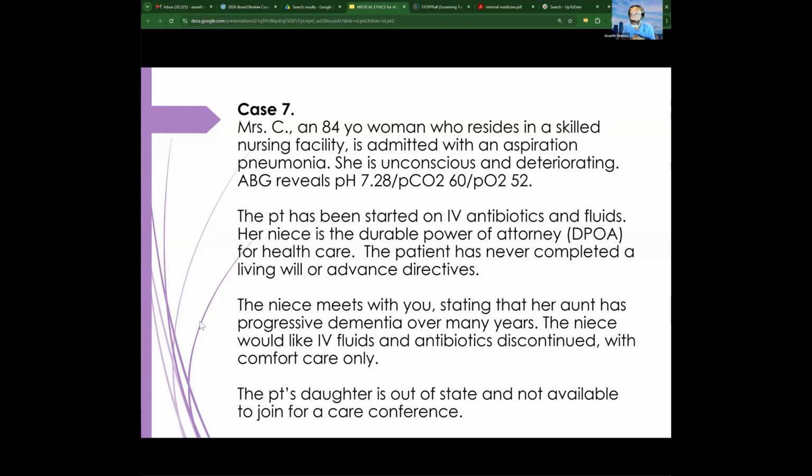The patient, unfortunately, has never completed a living will or an advance directive or a portable orders of life-sustaining treatment, that bright neon green form. The niece comes in to meet with you. They state that their aunt has had progressive dementia over many years. The niece would like the IV fluids and antibiotics discontinued with a focus on comfort care only. The patient does have a daughter who is out of state and not available to join for a care conference.